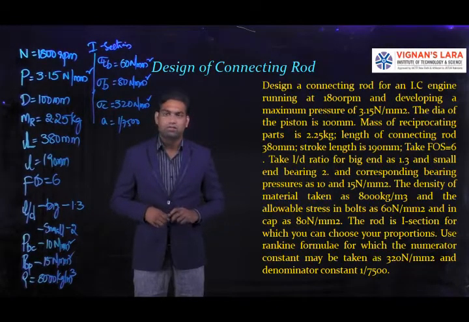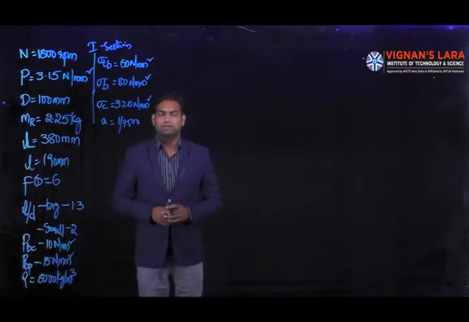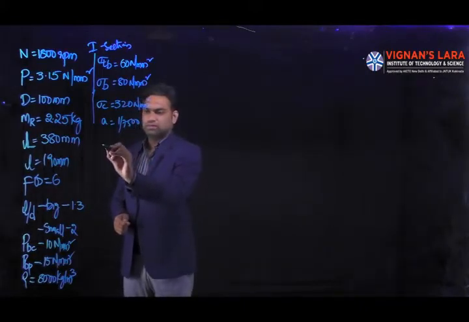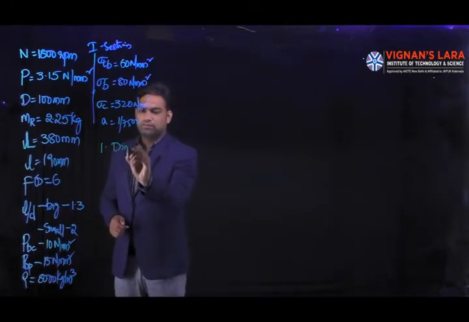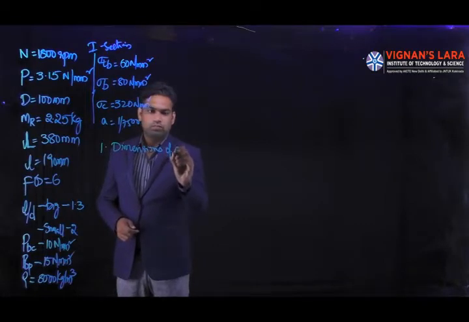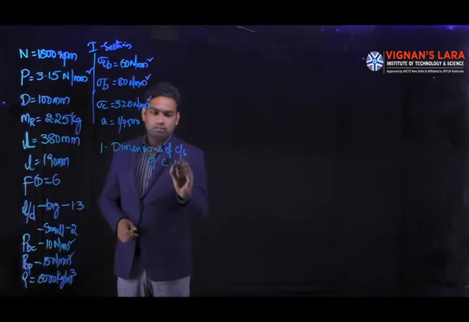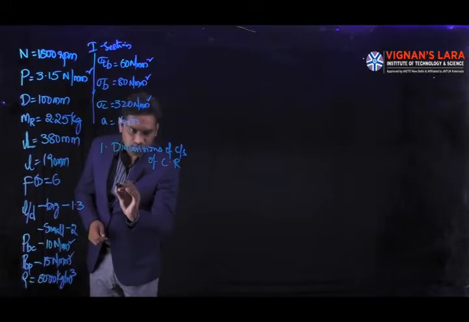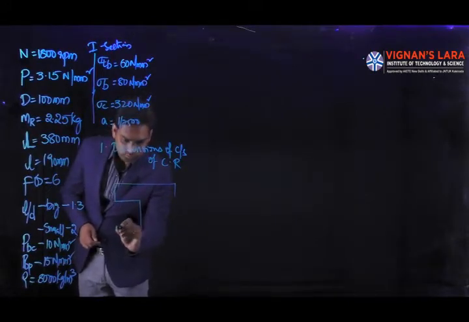Now, how is the design going to be performed for finding the dimensions? This is the given data, so let us go into the design of the connecting rod. The first step in the design is to calculate the dimensions of the cross section of the connecting rod. Here I am taking an I section for the connecting rod.